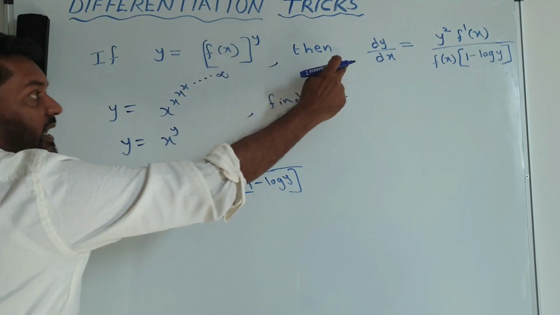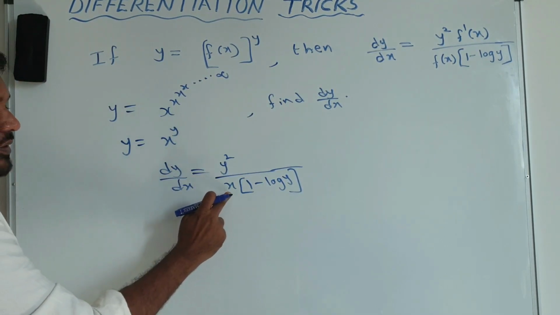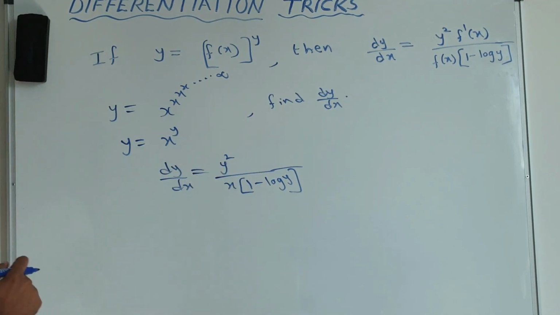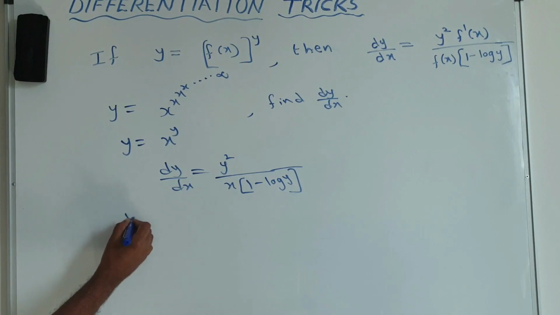If you know this trick, you can get the answer very fast. The answer is y square divided by x into 1 minus log y. Not only for this question, many questions in this form. We will see another question.